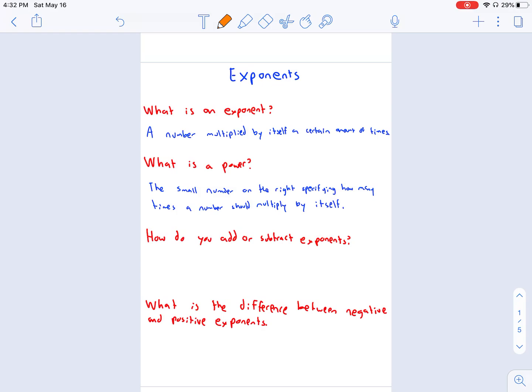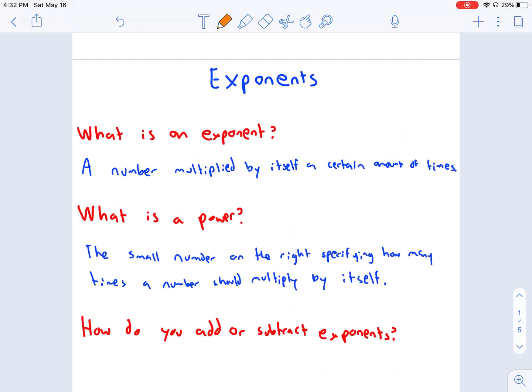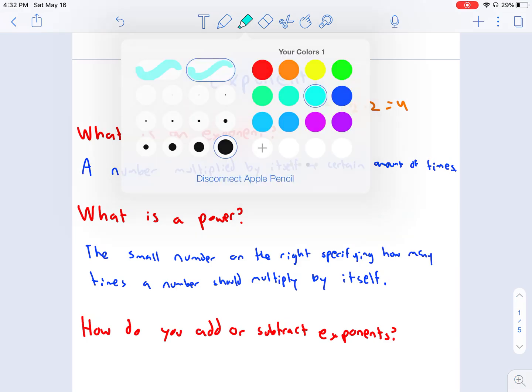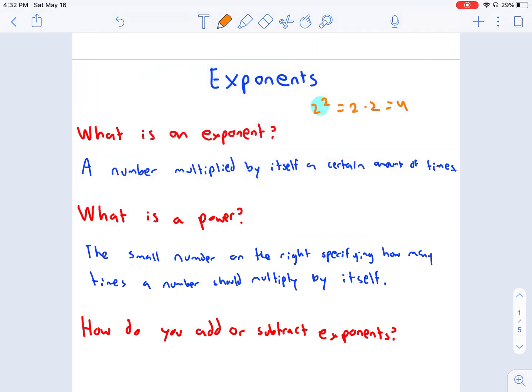So, first, what is an exponent? An exponent is a number multiplied by itself a certain amount of times. So, an example would be 2 to the second, which is also written as 2 times 2, which is also 4. The exponent is this, and it's multiplied by itself twice.